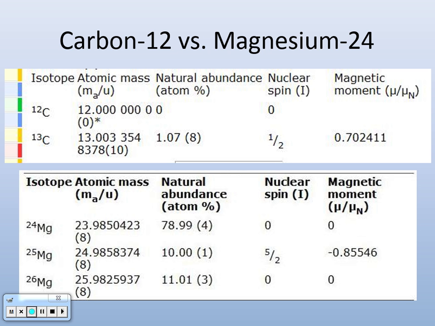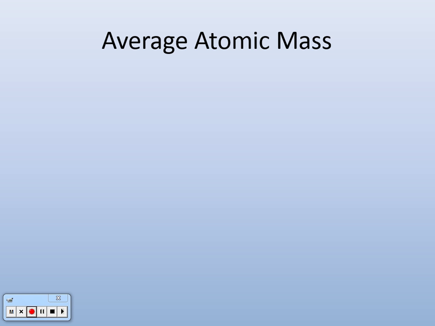Which one of these is the closest to 24.3? 23.98 is the one that's closest to 24.3. Is that a coincidence? No. We're averaging three numbers, but do those three numbers contribute evenly to the average? More of them are magnesium 24 than any of the other ones. Does that make sense? Okay? So, where does that number come from? That number on the periodic table is what we call the average atomic mass.